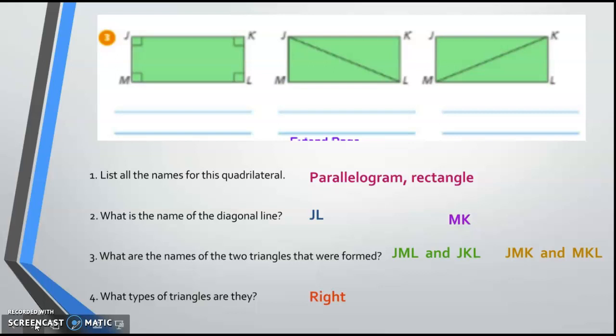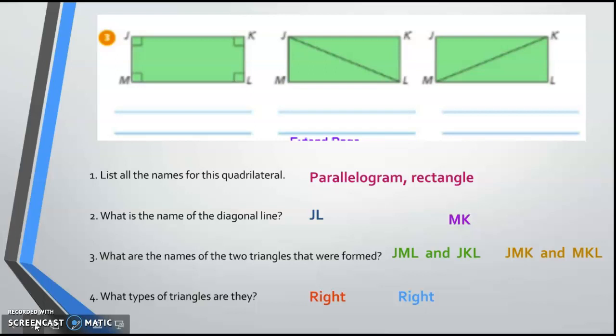What types of triangles are these? It looks like we have acute, acute. M and K are acute, but J is a right angle, so that's a right triangle. Triangle MLK, M is acute, K is acute, but L is a right. So again, we have two right triangles. So for a rectangle, it doesn't matter which way we split it because we'll get right triangles because we have four right angles. So we have to get right triangles out of it.